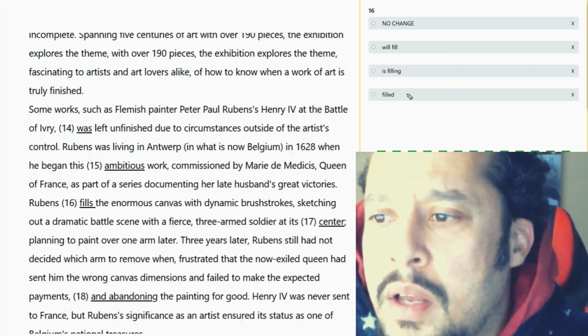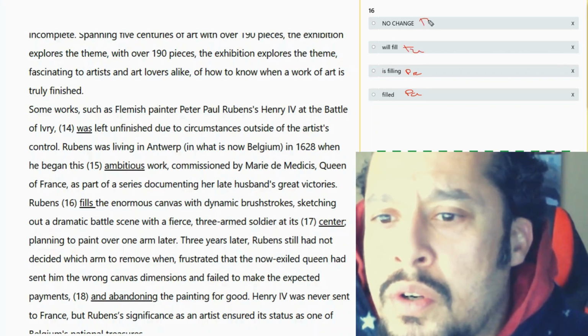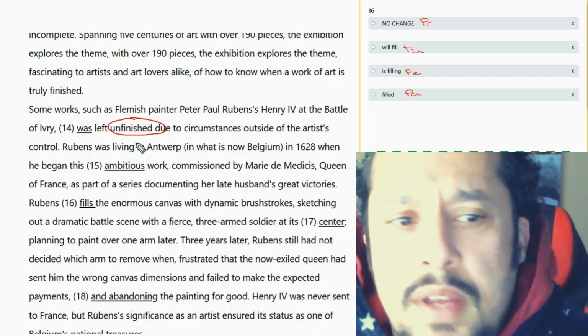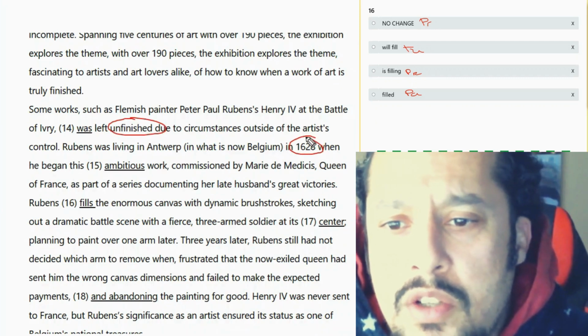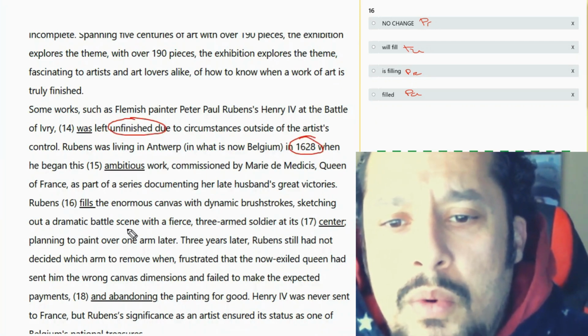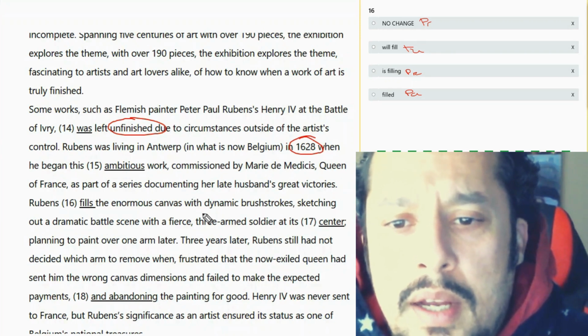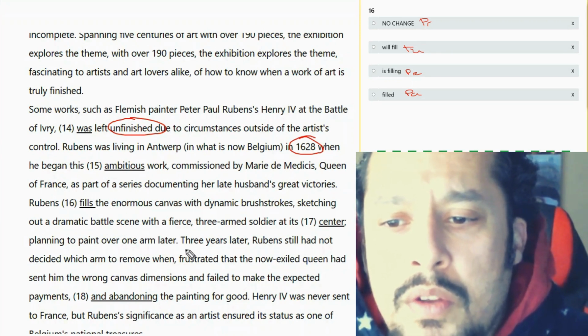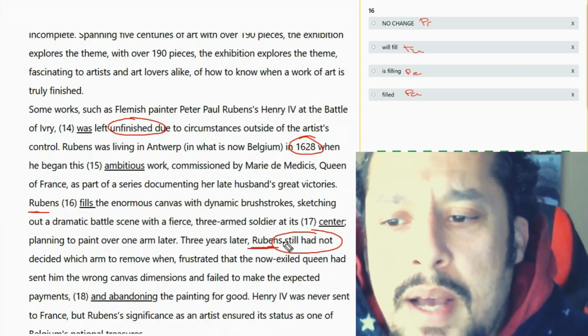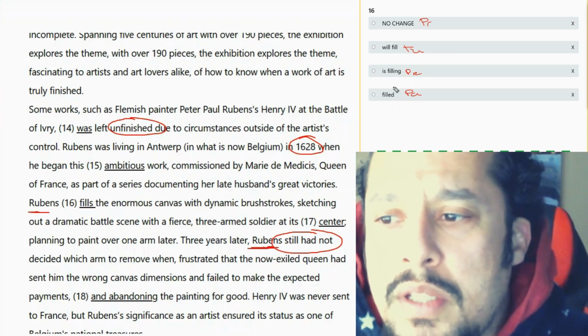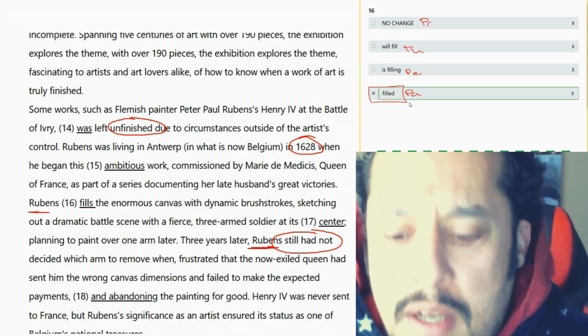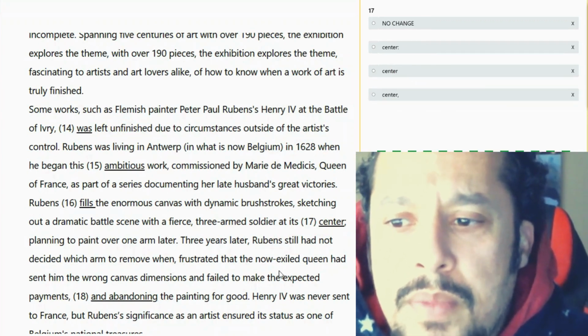Number 16. Here we have to consider tense: past, present, future. It was unfinished. It was left unfinished here in 1628. Do we have other clues telling us we're in the past? Three years later still had not. So we're talking again about Rubens. We see it's in the past again in the conversation. So we're going to say answer D, filled, the past tense verb. Number 17.